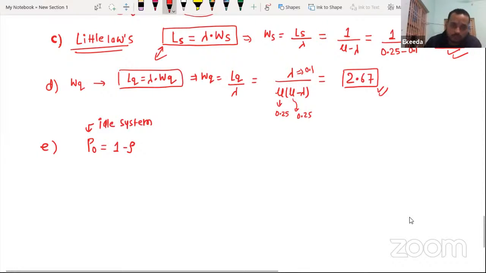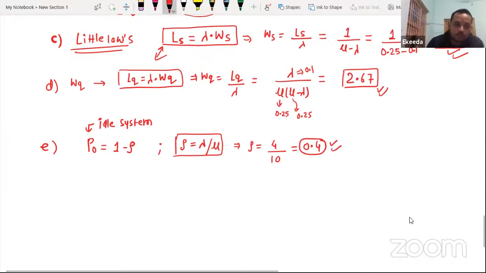So what is this rho? Rho is the traffic intensity. It is the ratio of lambda upon mu. So we can find the rho value: this is going to be 4 by 10, so rho is 0.4. From here we can find the fraction of time during which the booth is empty, that is P naught equals 1 minus 0.4. So it is going to be 0.6.